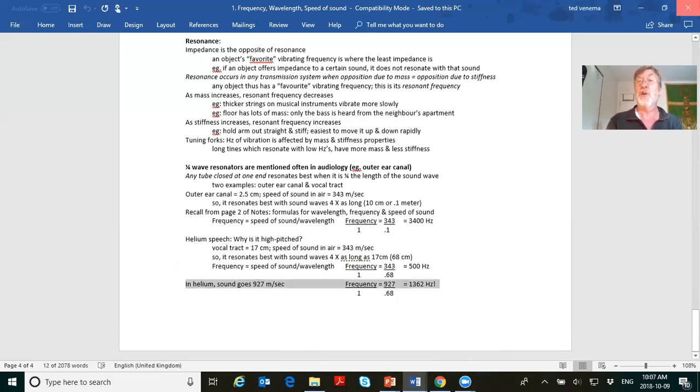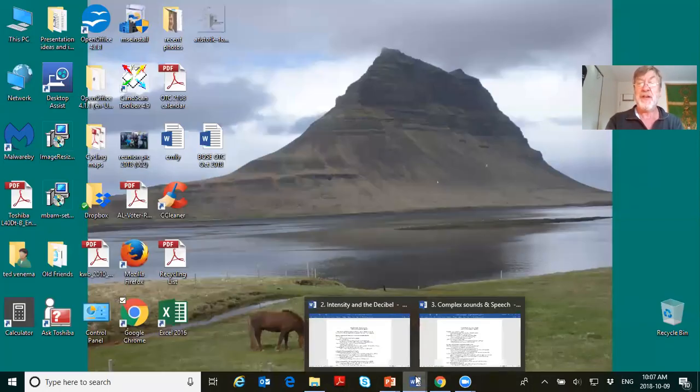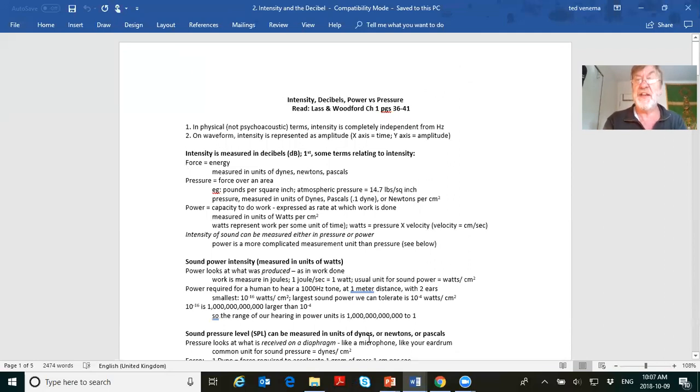Okay, close this unit down. Next, make sure that you've got intensity and the decibel down. And remember the formulas here. So you've got 2 sets of formulas now. F is 1 over P, P is 1 over F, and frequency is speed of sound over wavelength. Wavelength is speed of sound over frequency. That's your second set of formulas.